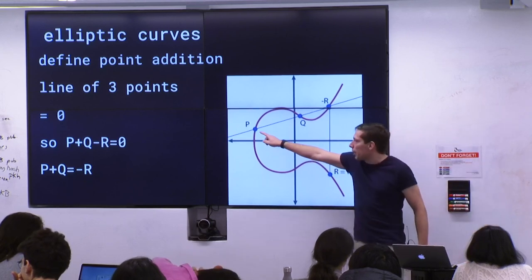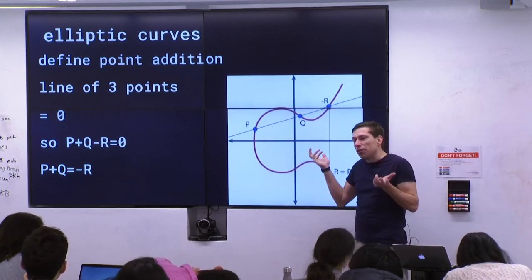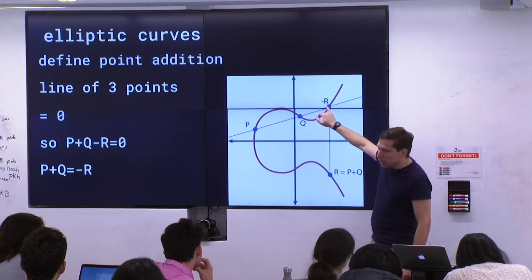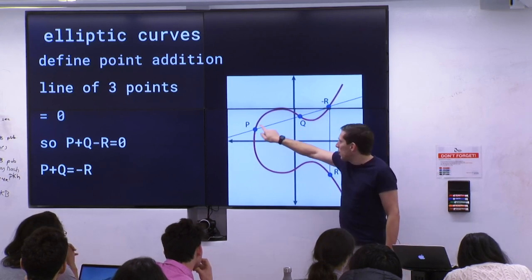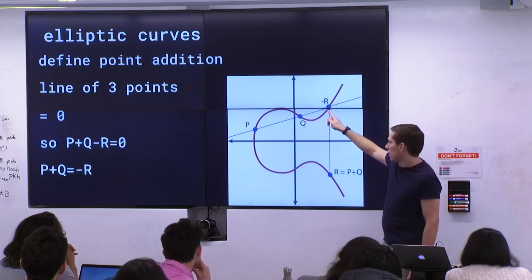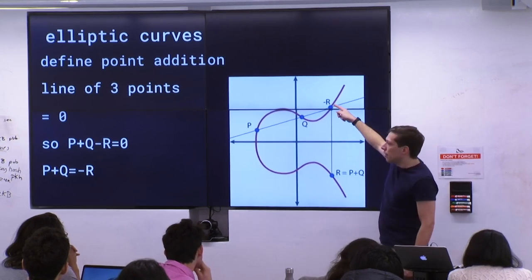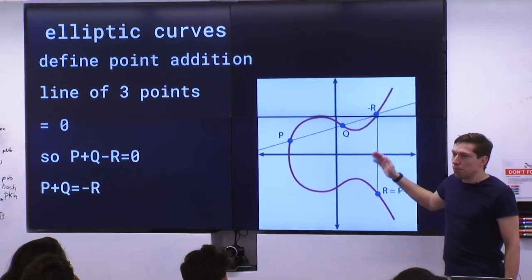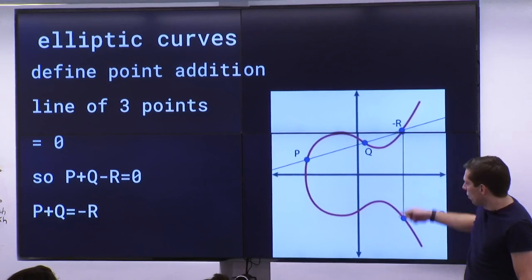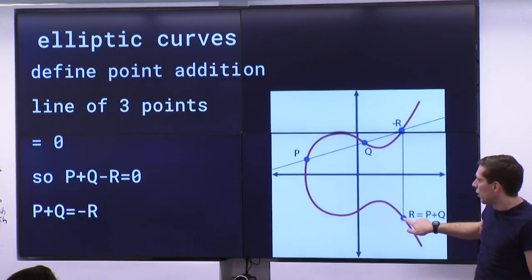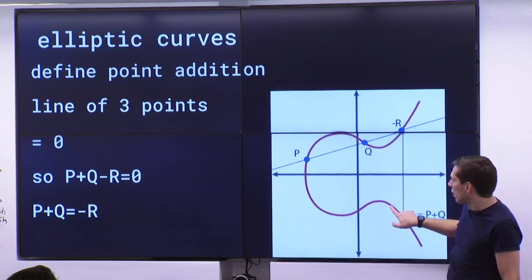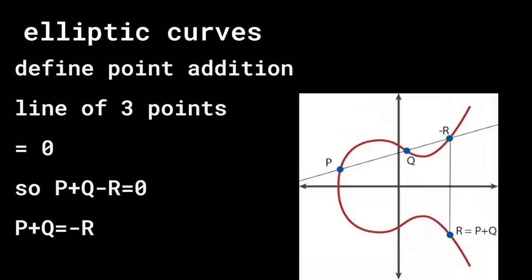But what we do is we say, okay, 3 points in a line equals zero. So if we take this point plus this point plus this point, that's zero. Another way to say that is P plus Q minus R equals zero, or P plus Q equals negative R. And another property is the negation of a point is just that same point with the y coordinate flipped. So if this is negative R, we just go down to the bottom side and this is positive R. Similarly, minus P would be here, minus Q would be here. And if you had a point Z here, negative Z would be up here. This is how it's constructed.